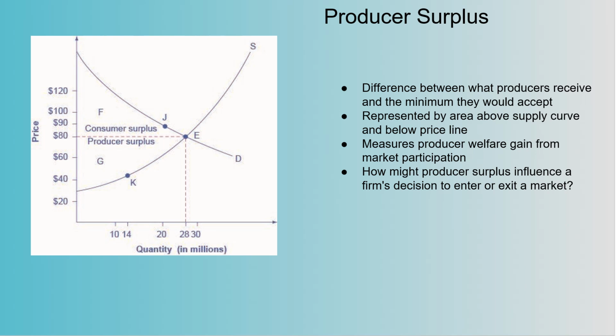Producer surplus, on the other hand, is the difference between what producers are willing to receive, the minimum they would accept for the product that they have produced, which is represented with a line above the supply curve, so this area here, up until your market equilibrium, this price over here. And this is the triangle that describes your producer surplus. It measures producer welfare gain, whereas consumer surplus measures consumer welfare gain.